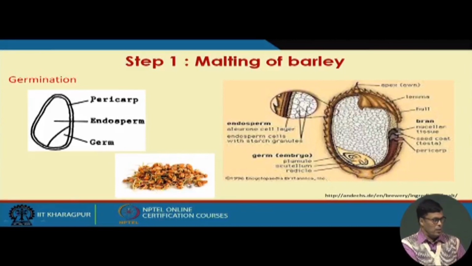Now this is the sprouted barley grain. You can see how the shoot formation takes place in the barley grains during the germination process.